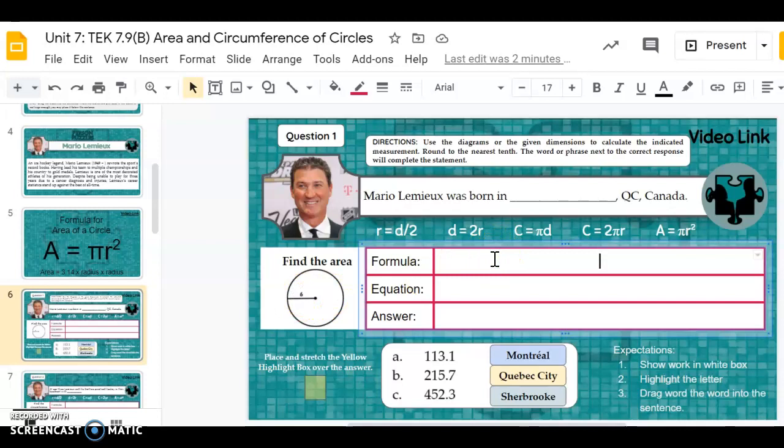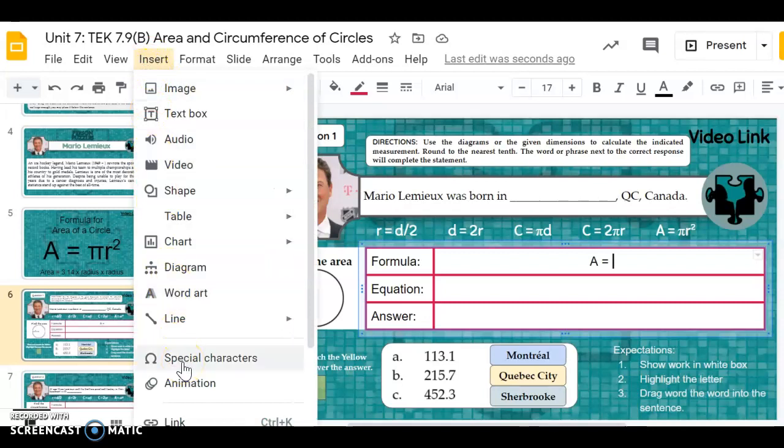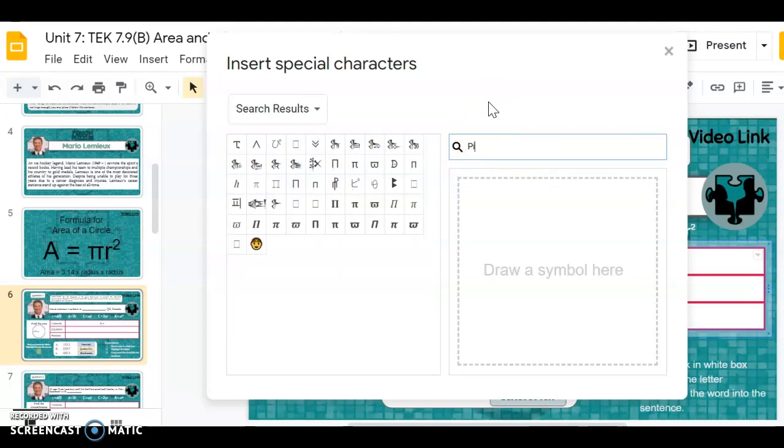So what I'm going to do is type in my formula. I look up here. It says area. I go to my A equals, that's my area, and I type A equals. Now, a lot of you have stuck some funny little symbols up there. Go up here to insert. Go down to special characters. Yes, you have to do this. You hit that. You will come up with this crazy little box here. You're going to click right here where it has the magnifying glass. Type in pi. That gives you all the pi symbols.